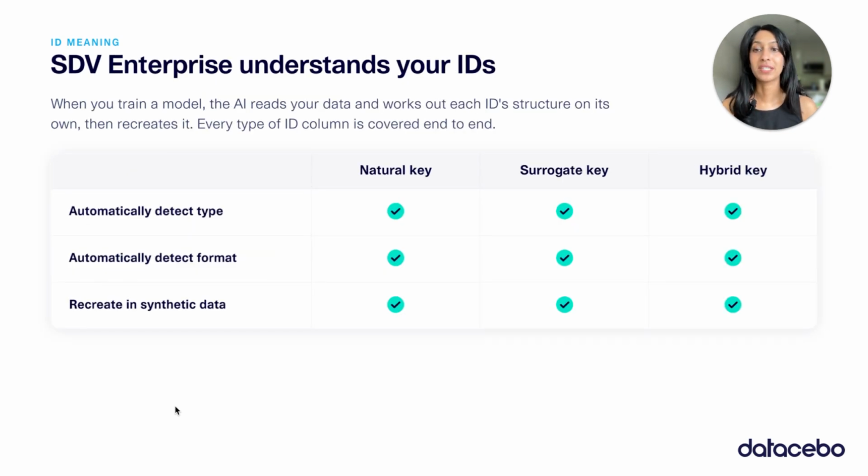The good news is if you use SDV Enterprise to create the synthetic data, you'll be happy to hear that the AI algorithms are built to understand all of these nuances in ID columns. When you train your AI model with SDV Enterprise, it reads your data, and first it automatically identifies whether it's a natural key or not. If it's not a natural key, then it'll detect the format of that ID column and understand each of the components. Some of those components could be natural and other components could be random surrogate values. Depending on what it learns, SDV Enterprise can then faithfully recreate ID values in the right format when it's creating the synthetic data.